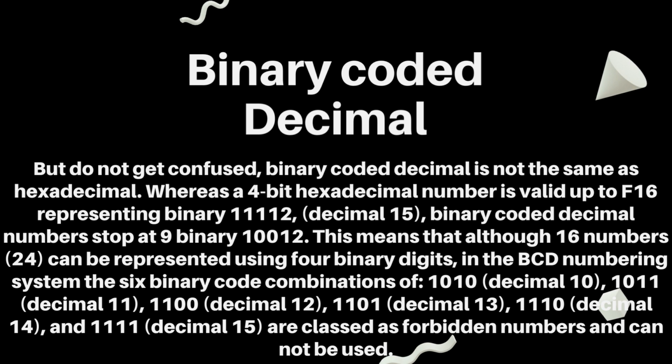Whereas a 4-bit hexadecimal number is valid up to F16 representing binary 1111₂, binary coded decimal numbers stop at 9, binary 1001₂. This means that although 16 numbers can be represented using 4 binary digits, in the BCD numbering system the 6 binary code combinations of 1010, 1011, 1100, 1101, 1110, and 1111 are classed as forbidden numbers and cannot be used.